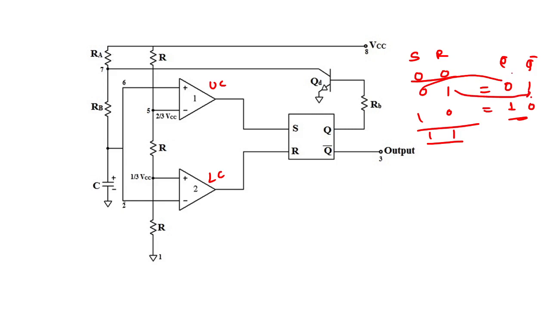Here we have observed that there is 2/3 VCC and 1/3 VCC. Suppose my voltage is 15 volt. R1, R2, R3 are in series. Whatever the voltage is, it is given by R divided by the series resistance, R plus R plus R, which means 3R, into 15 volt. So R gets cancelled. That is nothing but 1/3 of VCC, which is 5 volt.